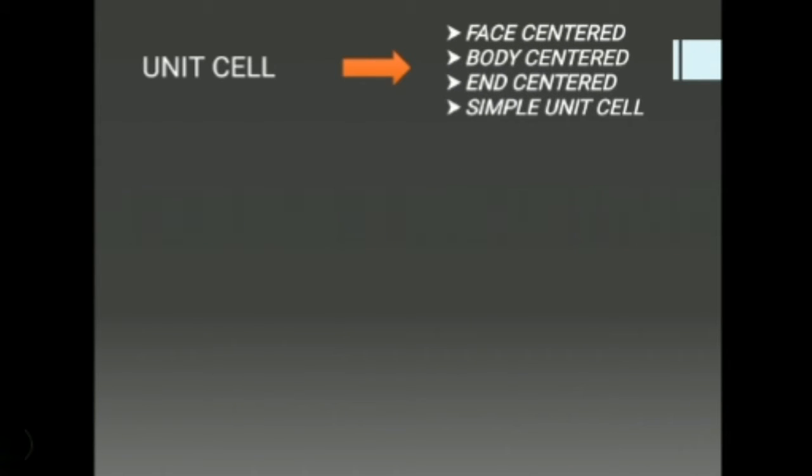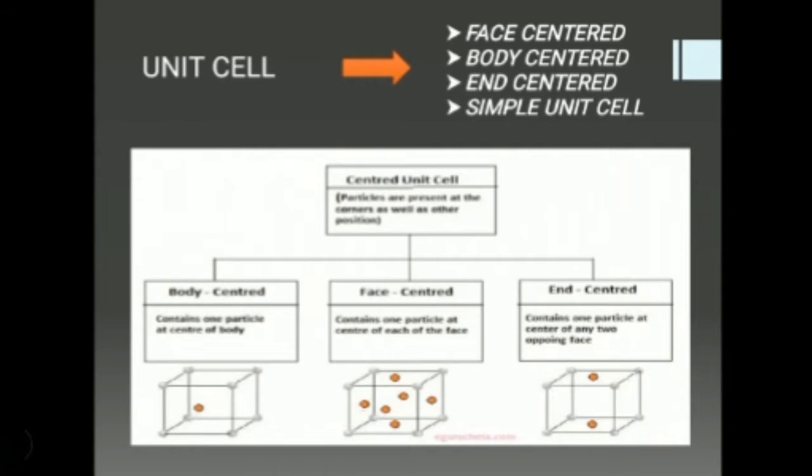Now I have explained to you about unit cell. Let's go to the types of unit cell. There is face centered, body centered, end centered as well as simple unit cell. Now how is face centered? Here you will be having 8 atoms at the 8 corners. Now tell me, how many faces does a cube have? Yes, there are 6 faces. So along with the 8 atoms in the corners, there will be 6 atoms in the faces.